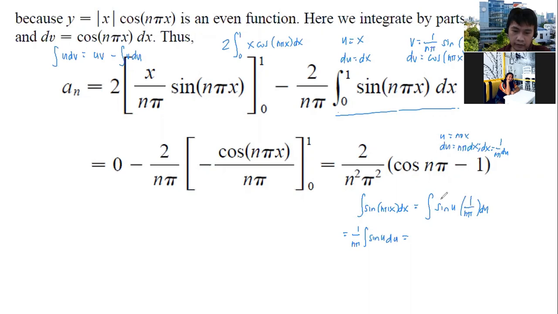Negative cosine u, di ba? Tama? So this will give us, we can factor out the negative sign. So negative 1 over n pi, then times cosine n pi x, okay, evaluated from 0 to 1.